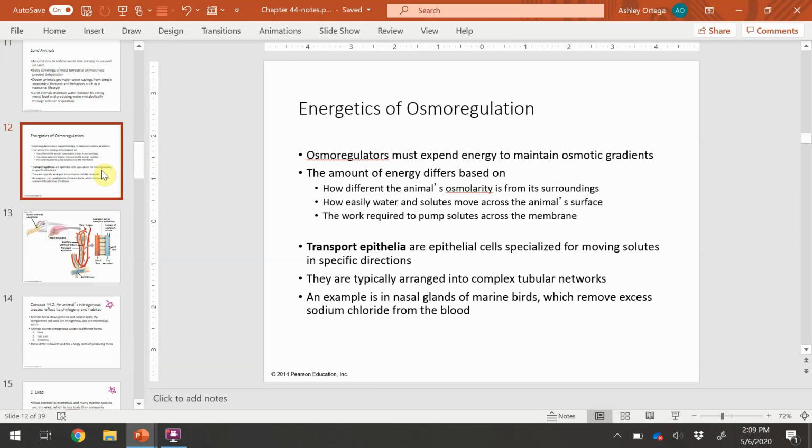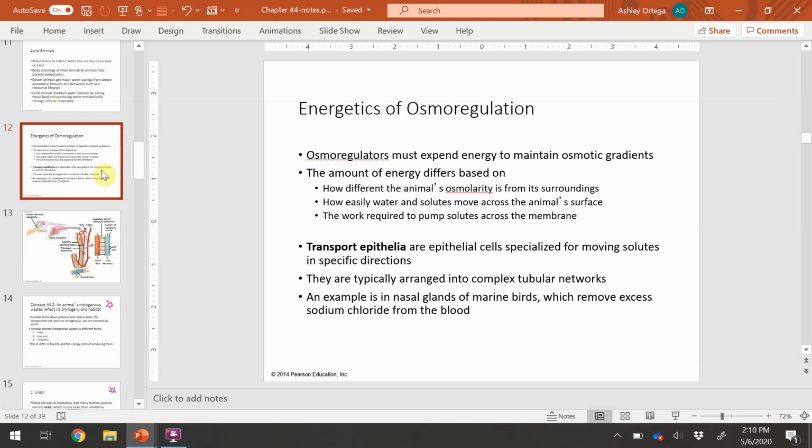And so how do land animals regulate? They're going to be osmoregulators, and so this regulation depends on the amount of energy, which differs based on how different their osmolarity is from its surroundings, how easily water and solutes move across the animal surface, and then lastly, the work required to pump solutes again across the membrane. So all these things contribute to why there are many different ways land animals will regulate their water balance.